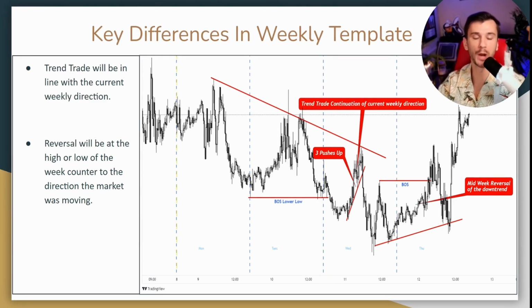This example also highlights the difference between a trend trade and a reversal. Notice that lower lows, lower highs, lower low, once you get that break of structure, lower low, we're in a trend. So once they push back up 3 times, or 3 pushes back to the high, and you can kind of see it here where they jammed up, paused, push, pause, push.